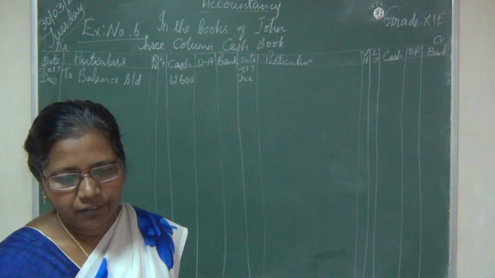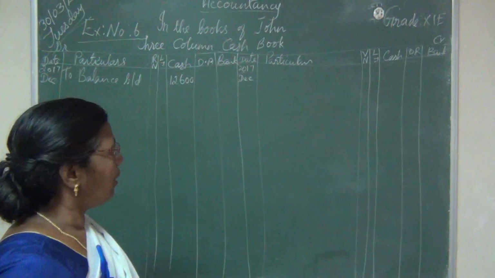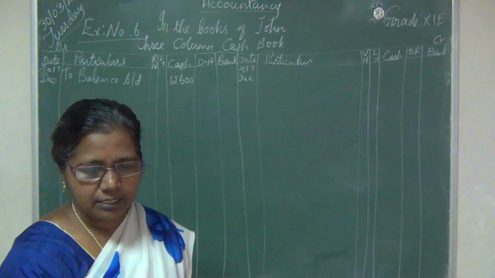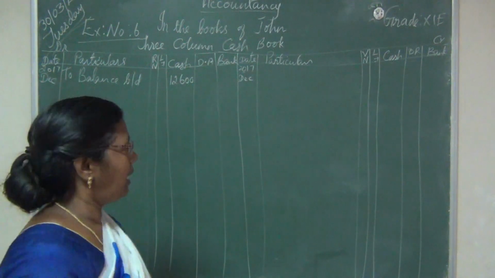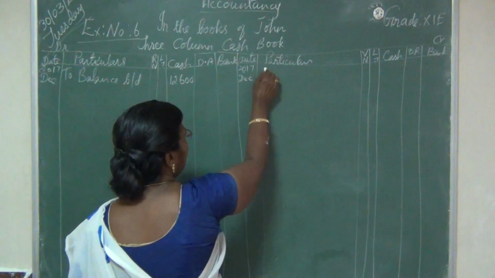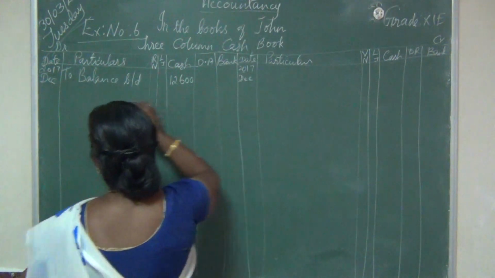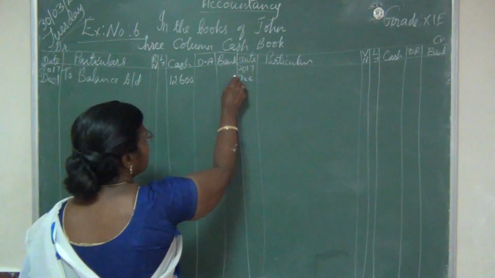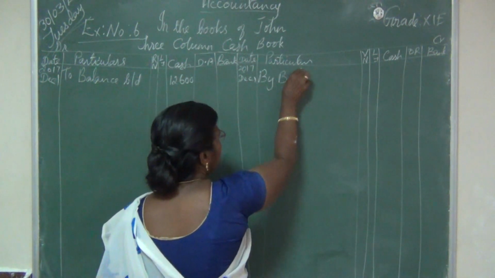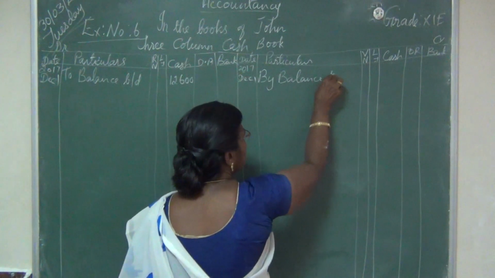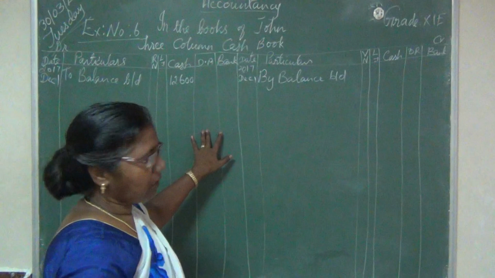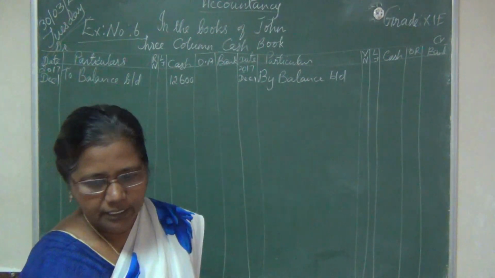Then bank overdraft brought forward. Bank overdraft is not the bank balance, that's the debit balance of bank balance. So we should write here on the credit side. The date is December 1. By balance brought down. This is the negative balance. By balance brought down, in the bank column we should write 36,000.